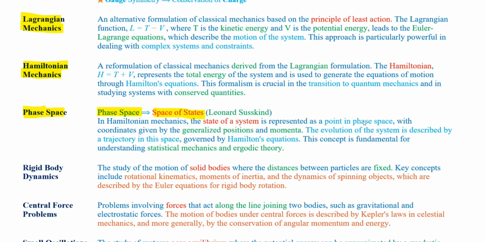In Hamiltonian mechanics, the state of a system is represented as a point in phase space with coordinates given by generalized positions and momenta, and the system's evolution is described by a trajectory in phase space governed by Hamilton's equations. This concept is essential for understanding statistical mechanics and ergodic theory.